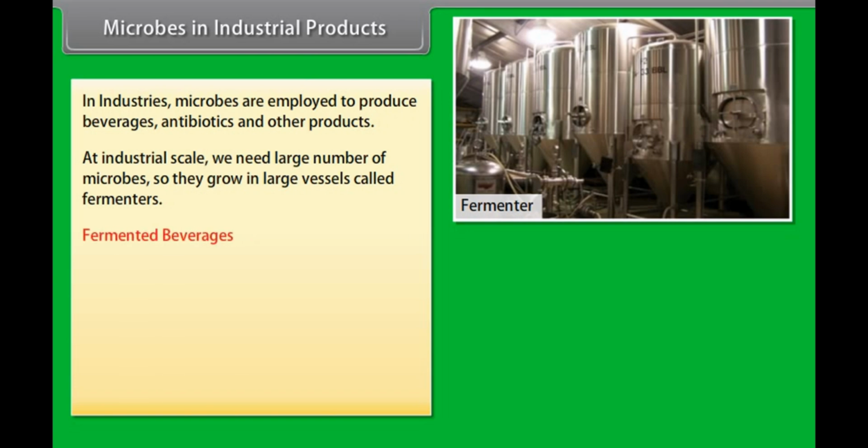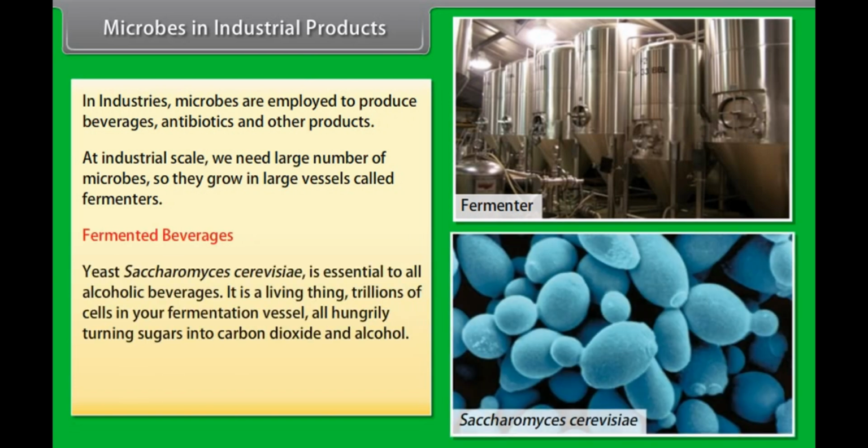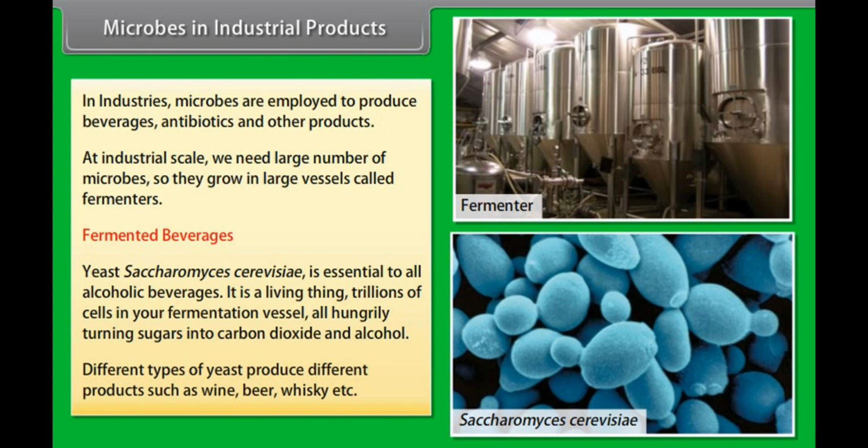Fermented beverages. Yeast, Saccharomyces cerevisiae, is essential to all alcoholic beverages. It is a living thing. Trillions of cells in your fermentation vessel, all hungrily turning sugars into carbon dioxide and alcohol. Different types of yeast produce different products such as wine, beer, whiskey, etc.